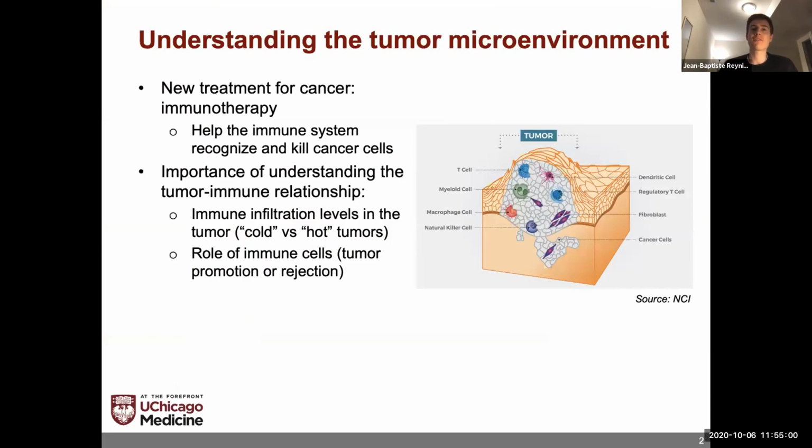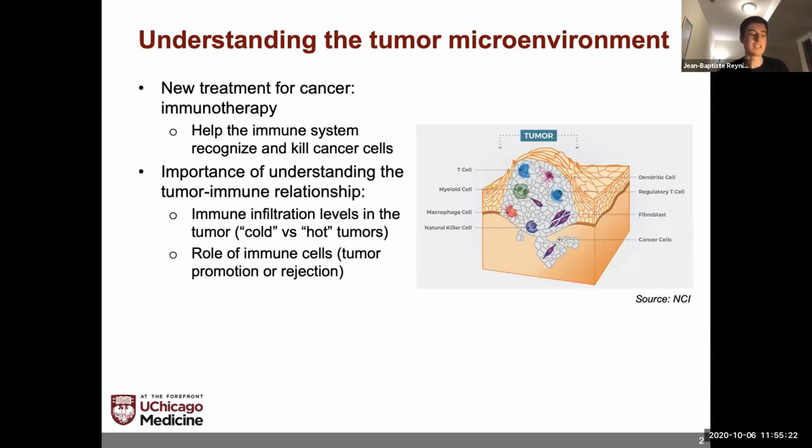It's important to note, first of all, that the tumor is not only composed of tumor cells, right? A lot of immune cells can actually infiltrate the tumor, and so there's this new group of therapies called immunotherapy, which are based on the idea that you can use these immune cells to fight cancer. And so it's very important to understand this very complex tumor-immune relationship.